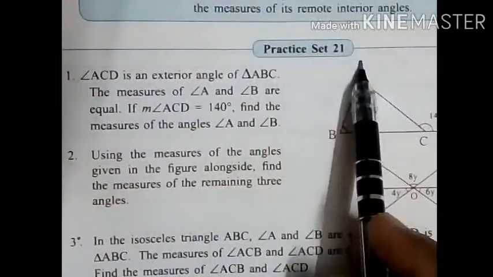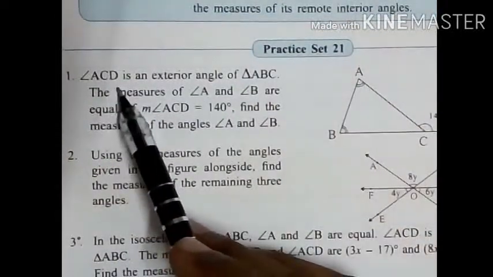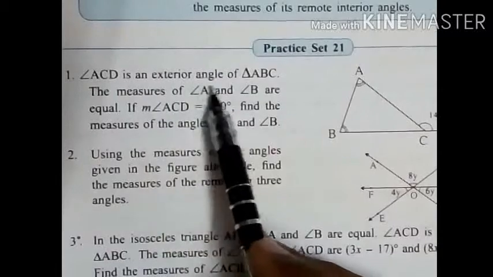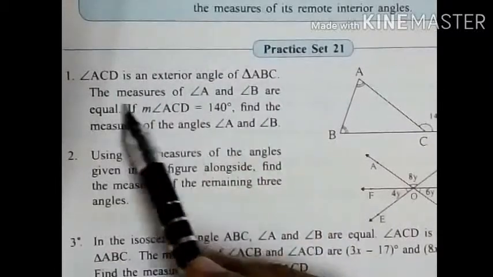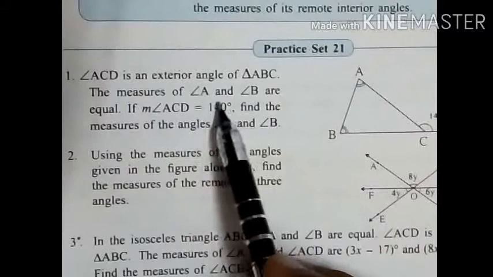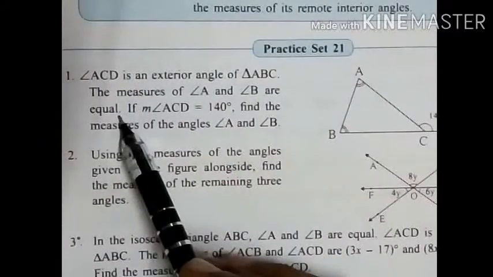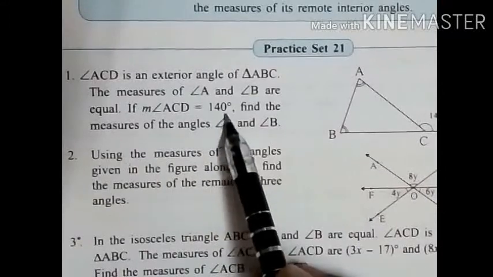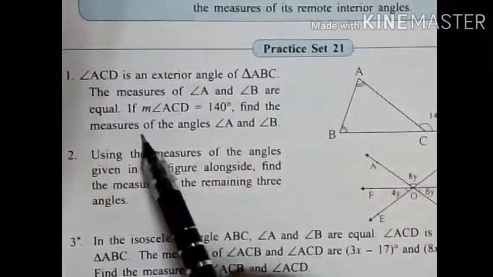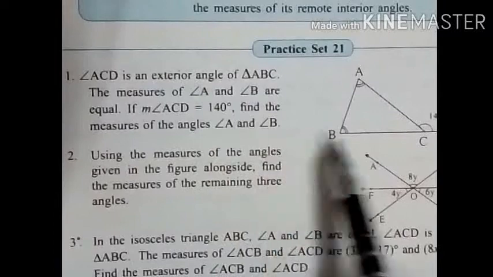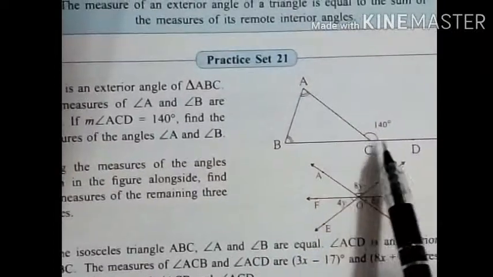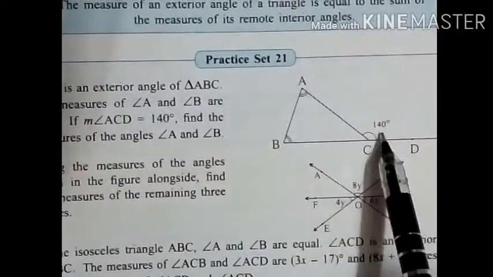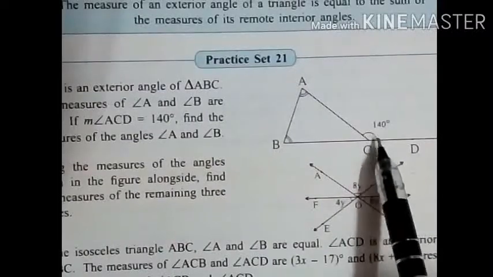Practice set 21. Angle ACD is an exterior angle of triangle ABC. The measures of angle A and angle B are equal. If the measure of angle ACD is equal to 140 degrees, find the measures of angle A and angle B. Now see this figure. Angle ACD is equal to 140 given.